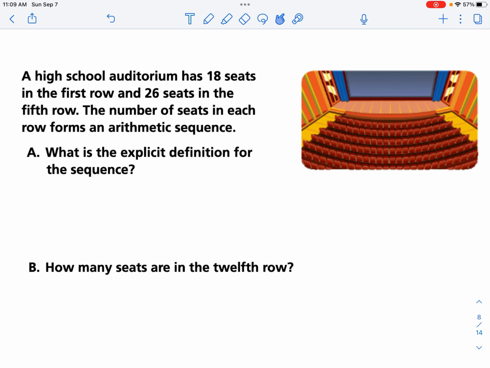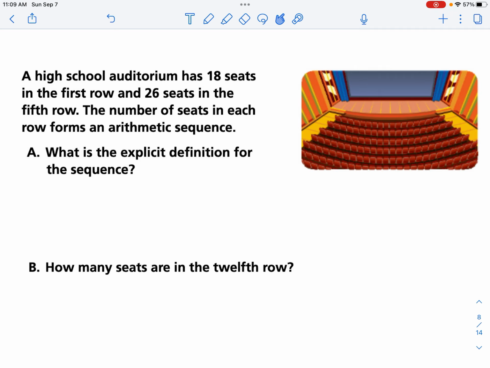Sometimes you're given a real-world scenario, and this stuff is just organizing really and then putting into what you know already. So it says a high school auditorium has 18 seats in the first row and 26 seats in the fifth row. The number of seats in each row forms an arithmetic sequence. What is the explicit definition for the sequence? And then part B says how many seats are in the 12th row.